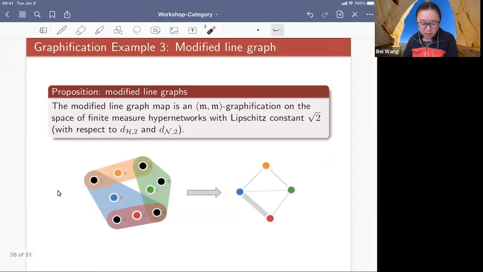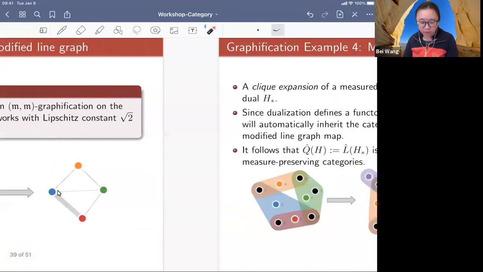So essentially, the take-home message is that when I map the space of hypernetworks to the space of networks, if I'm careful over how I'm mapping the relation between nodes and hyperedges through the omega hypernetwork function, then this is a graphification with Lipschitz constant square root of 2, and this applies to the category of measure preserving category.